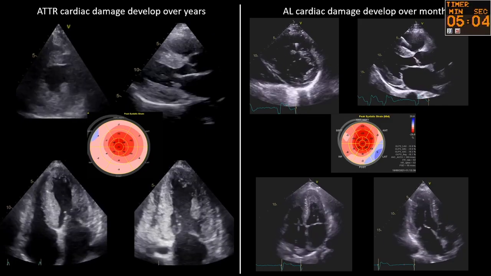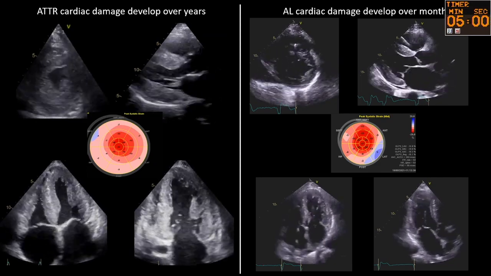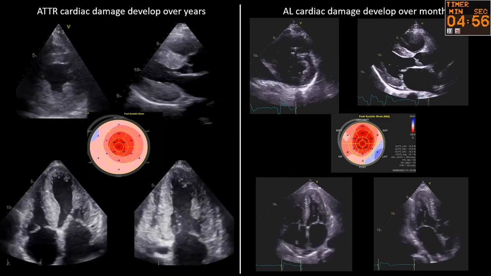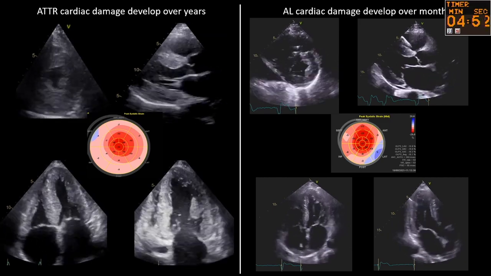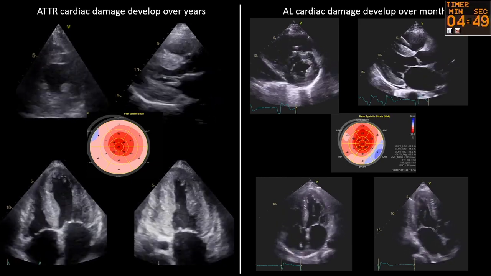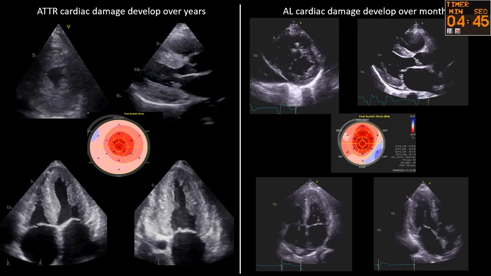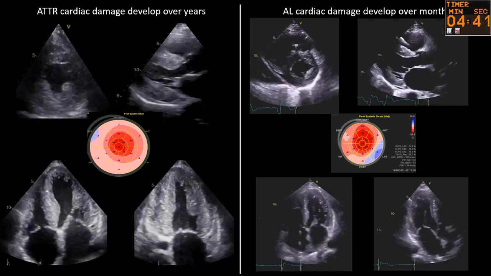Now, this is just to give you an idea because I'm passionate about echo and I love echo. Look, this is ATTR damage and this is light chain damage. This occurs over years and this occurs over months. You can see that the thickness of the heart is much less in the light chain because the patient does not have the time to live enough to be thick up to 18. So basically around 12 to 30 millimeter. But the damage is almost the same, it's a matter of time.